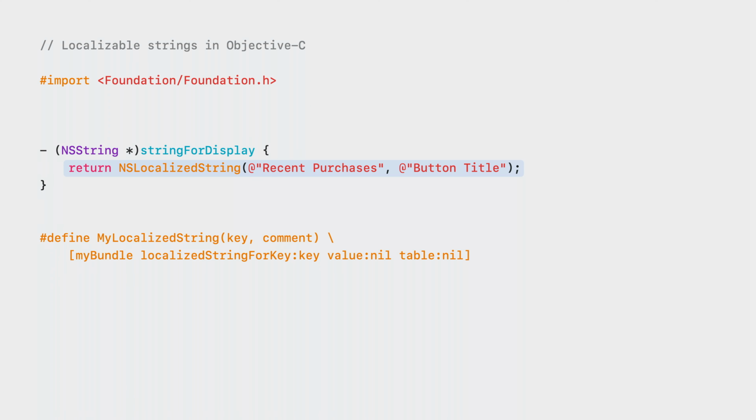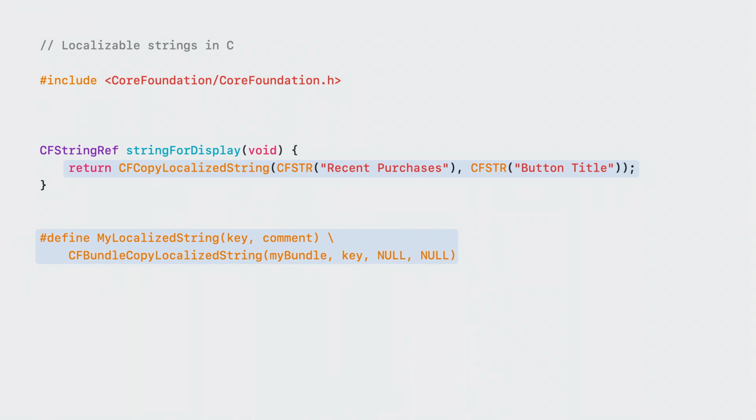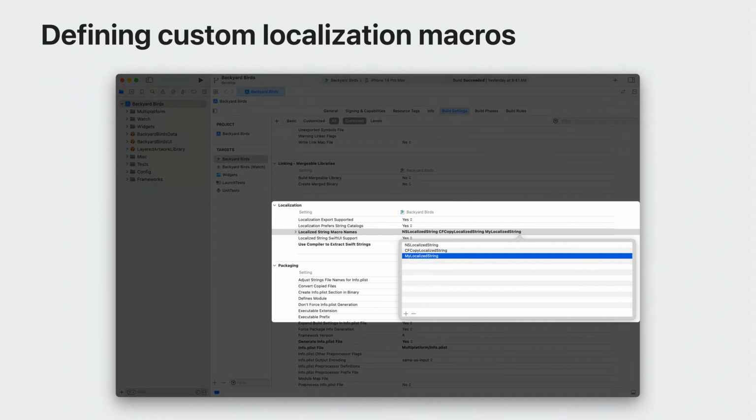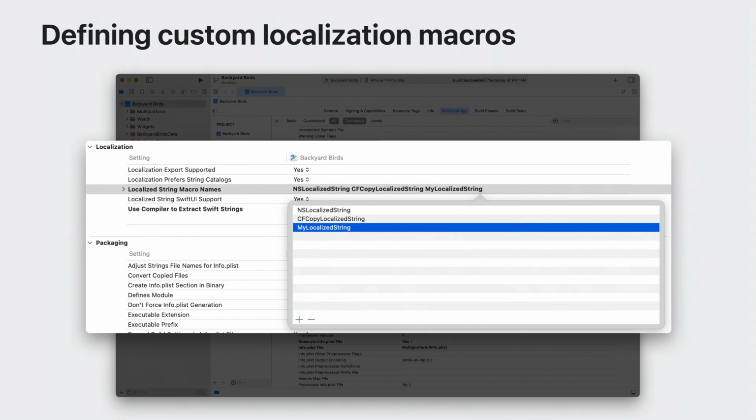But string catalogs can extract strings from more than just Swift code. Here's an example of some Objective-C code using NSLocalizedString. Any string literal embedded in an NSLocalizedString macro is automatically considered localizable. And you can even define your own similar macros that can be detected as well. The same concepts can also be used in C code using CFCopyLocalizedString. To specify any custom localized string macros in C or Objective-C, use the Localized String Macro Names build setting.